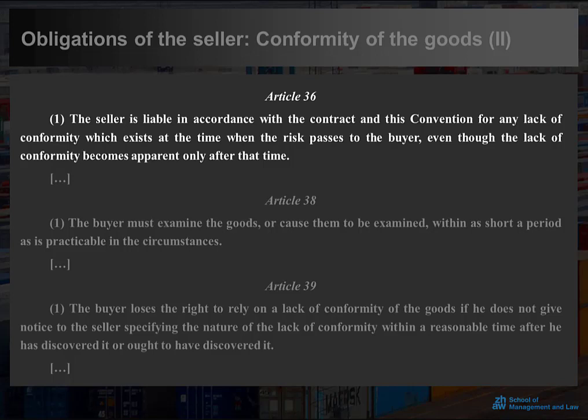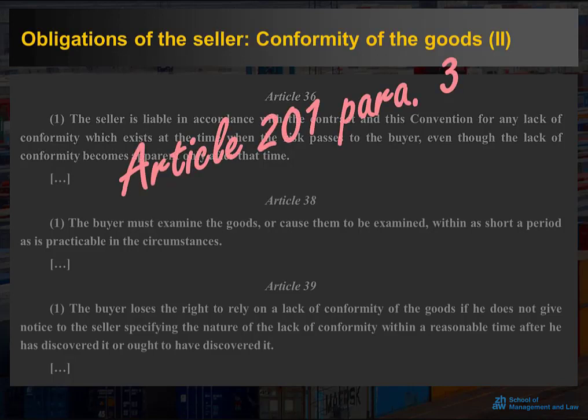According to Article 36 of the CISG, the seller is liable for any lack of conformity which exists at the time when the risk passes to the buyer, even though the lack of conformity becomes apparent only after that time, which includes defects that come to light subsequently, and which is pretty similar to what follows from Article 201, paragraph 3 of the Swiss Code of Obligations.